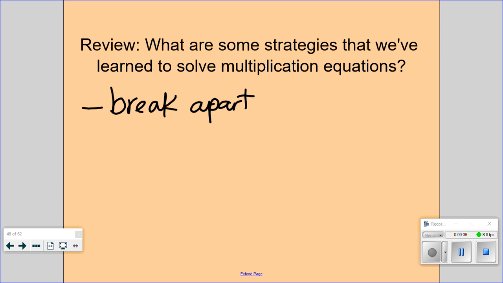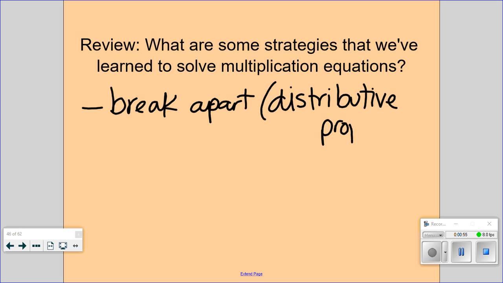Does anyone remember what the actual math name is for break apart? We've been calling it break apart, but what is the math term for it? Brinley? Distributive property. Very good. All right, what else is a strategy for multiplication?